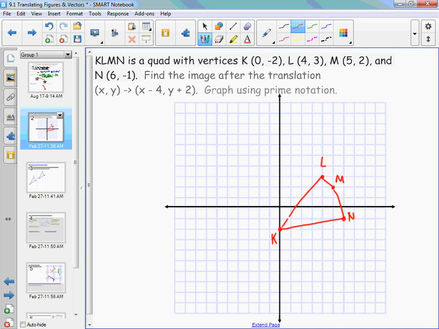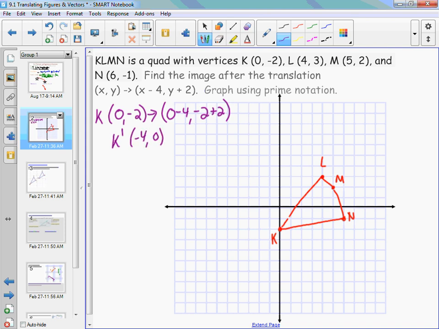Now, there are two different ways to go about figuring out these points. You can do it algebraically, so you can start with K as the point (0, -2), and that maps onto, and then use your mapping rule. So 0 minus 4, and then negative 2 plus 2. So that means K prime is (-4, 0). And then plot K prime.